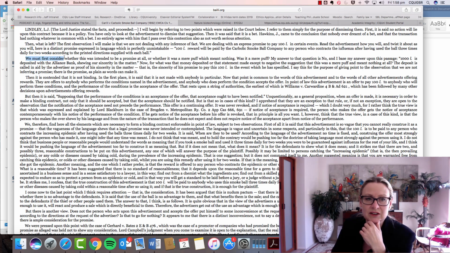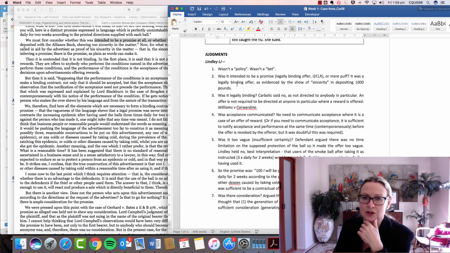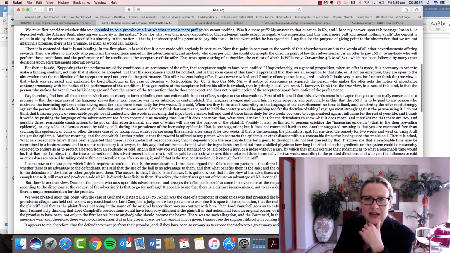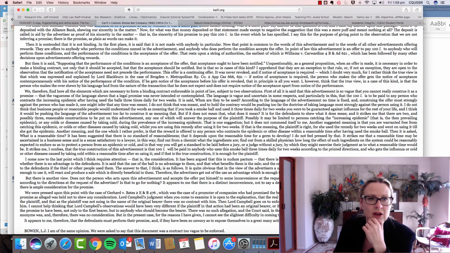Then you can see, beginning of the next paragraph, immediately he says, we must first consider. So here he's really getting down to tin tacks. Intended to be a promise. Intended, there's a flag, isn't it? Intention to create legal relations. To be a promise at all, or whether it was mere puff. Okay? So what do you put into your case note? Was it a promise or puff? What did they say about that? You skim down and you put the answer into your case note.